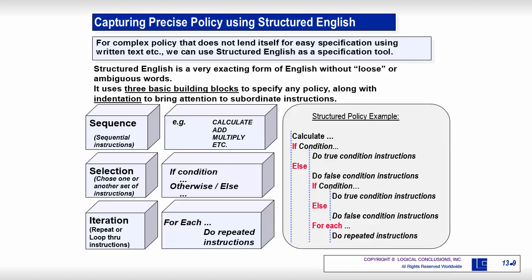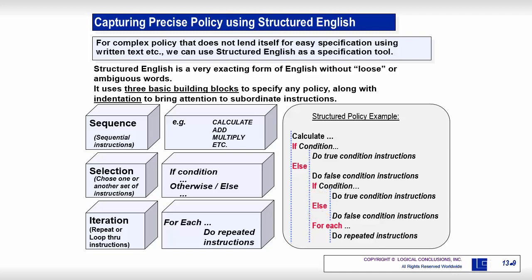The summarized policy in the example shows that we calculate something, then check a condition, and if it's true, we do some true condition instructions. The rest of the processing is performed in the else part of the condition, that is, if the condition is false. The false part does some false condition instructions and then checks another condition. If it's true, it does some true condition instructions. If it's not true, it does some false condition instructions.